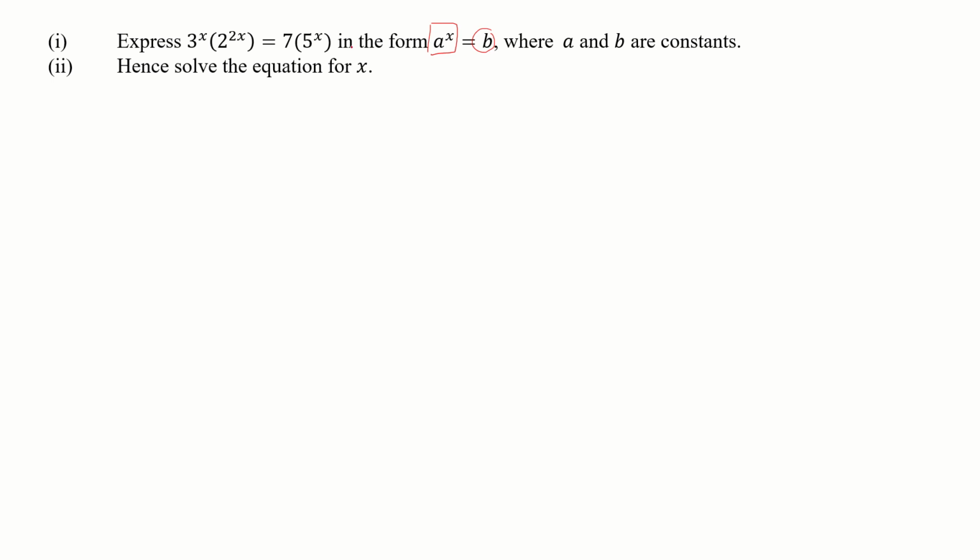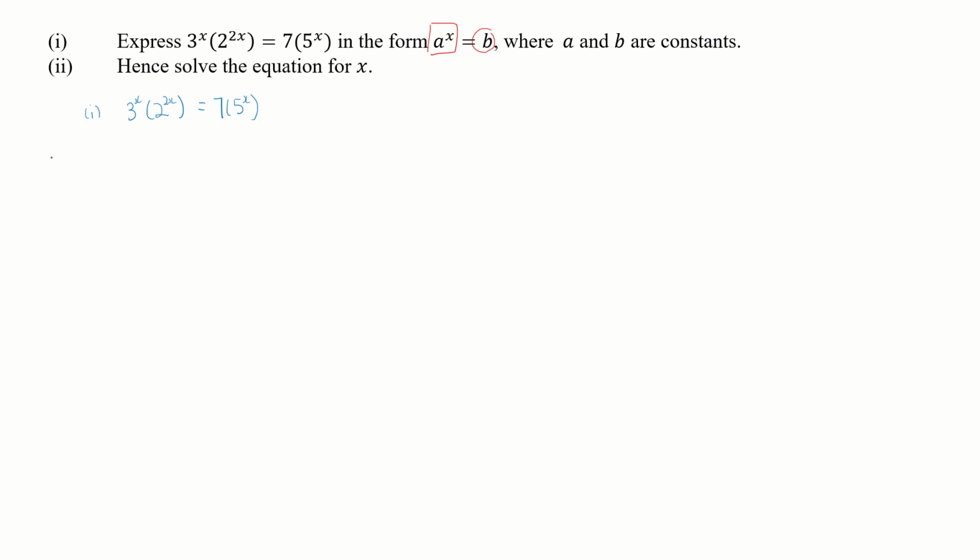Then after that we have to use this to solve part 2's question because they said hence solve the equation. But let's worry about that later. Let's do part 1 together first. For part 1, we have to express 3 to the power of x, 2 to the power of 2x as something. Let's just look at this first.